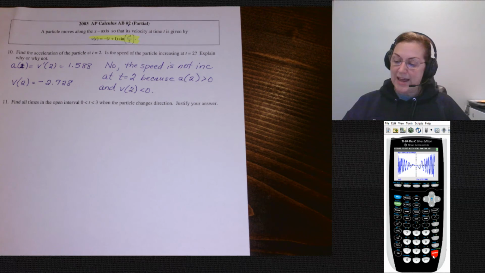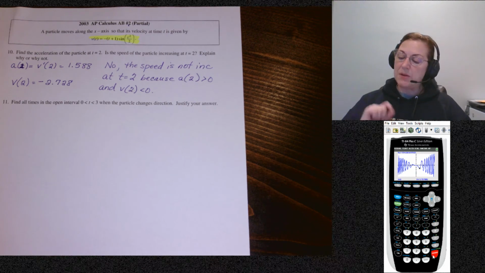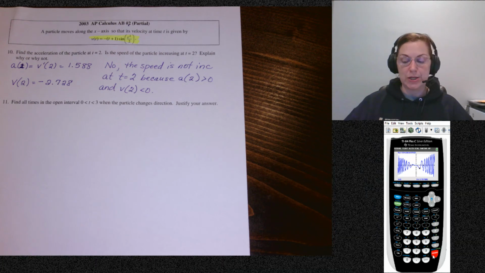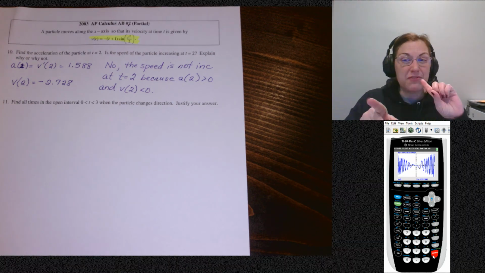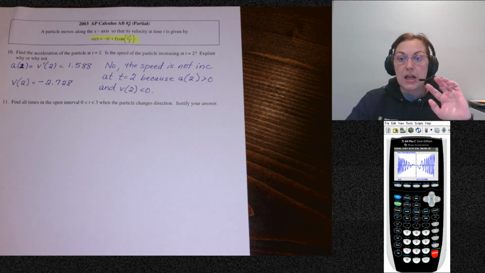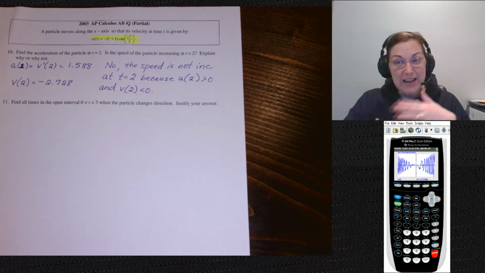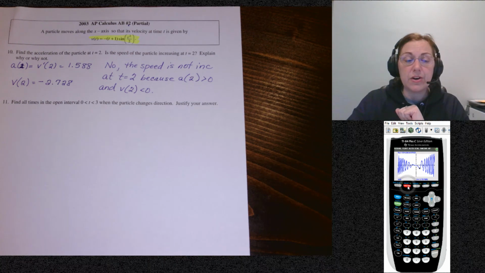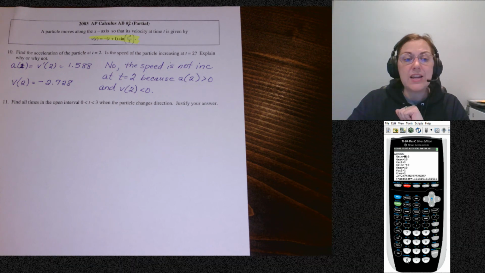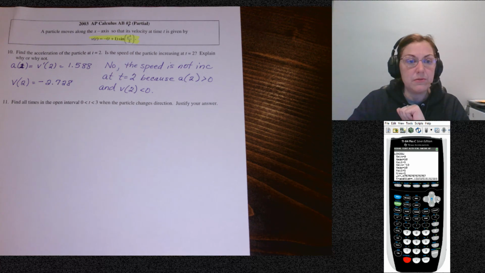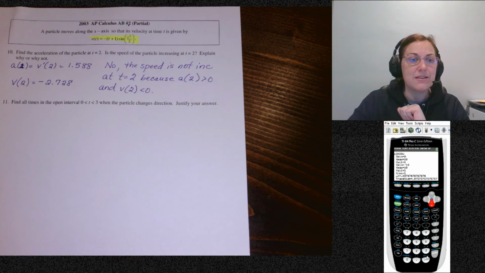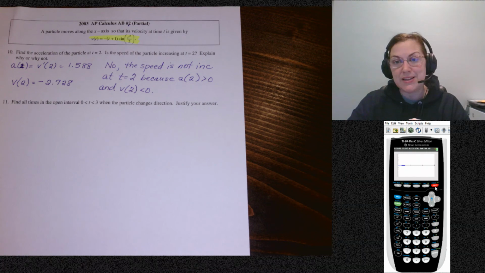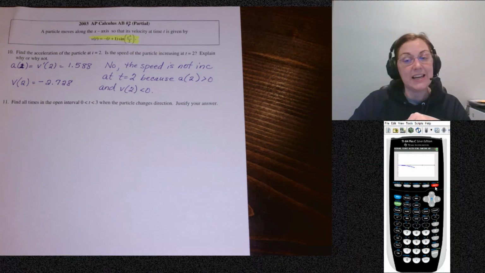All right, now the next question asks me, find all the times between 0 and 3 when the particle changes direction. So remember, particle changes direction when the velocity changes signs. Now looking at my graph here below, I've got a lot of graph. I only need to look at between 0 and 3. So let's go to your calculator and use your window. You can set your x min to be 0 and set your x max to be 3. Then when you graph, you're only going to see this interval. And I think that's very valuable.